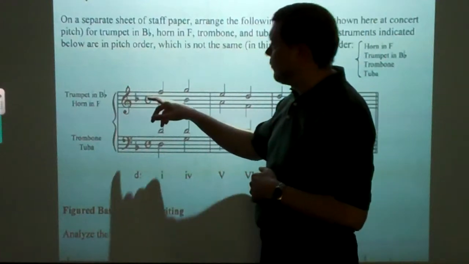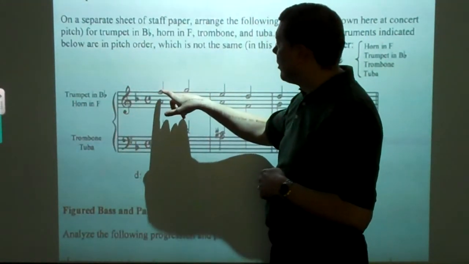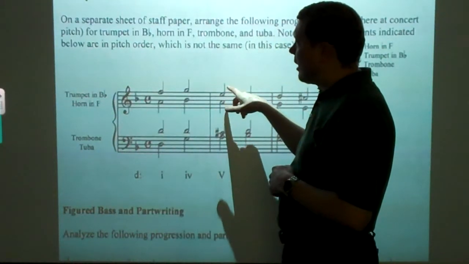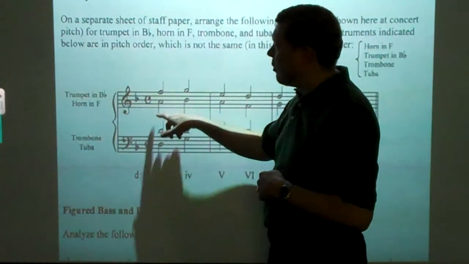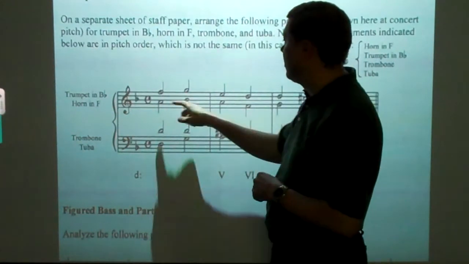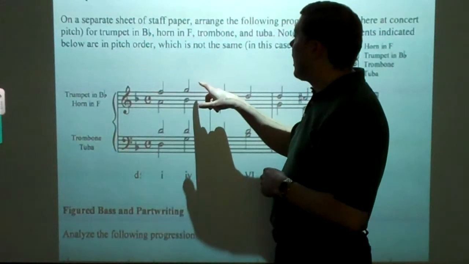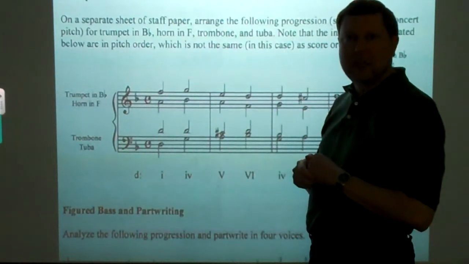As long as you have, for your trumpet staff, an E minor key signature, and you're starting with G, A, and F sharp. And for the horn in F staff, as long as you have no flats, no sharps in the key signature, and you're starting with the written pitches E and F and E, then you should be okay.